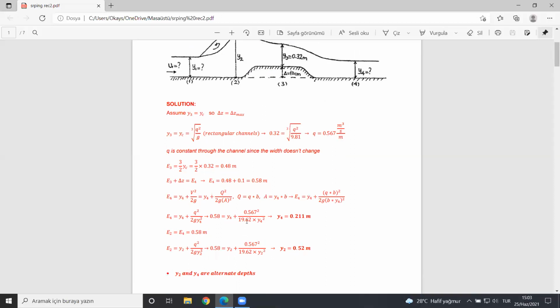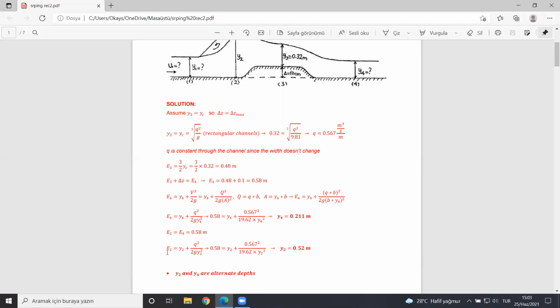We calculated this here. This is 2 times g, so it corresponds to 19.62, and we still don't know what Y4 is. From this equation, we are calculating Y4 as 0.211 meters. We said Y2 and Y4 are alternate depths, and the energy at section 2 and section 4 was equal. Therefore, by using this energy, 0.58 meters, we can calculate Y2 as well, by using the same method that we used in the calculation of Y4.